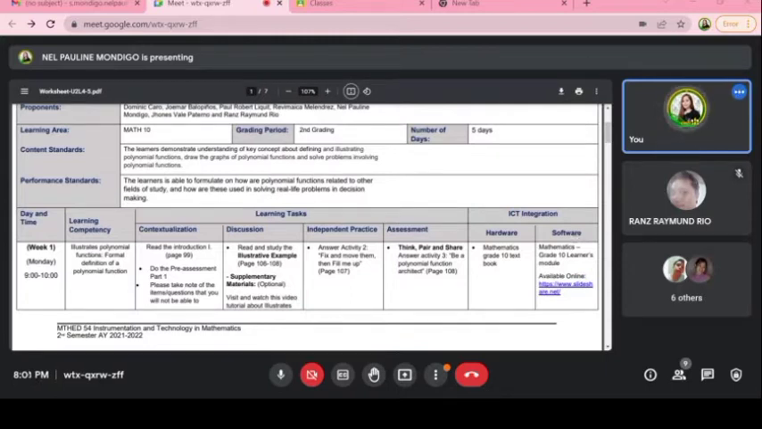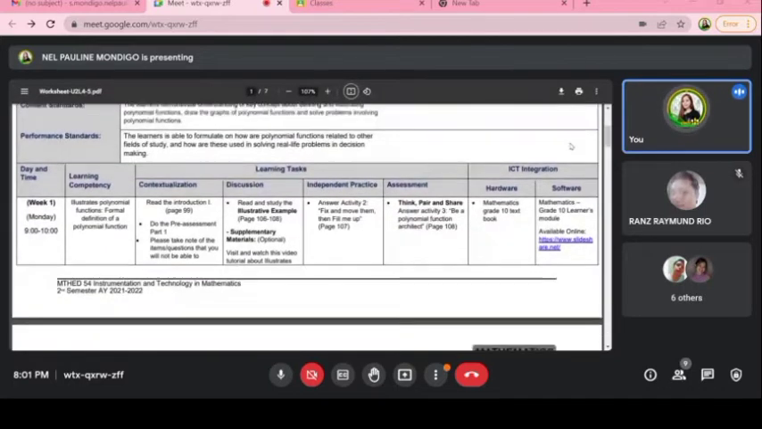For our day and time, for week 1, Monday, 9 to 10 a.m., the learning competency is illustrate polynomial function, which is the formal definition of a polynomial function. For the contextualization, the students read the introduction 1 in page 99 and they will do the pre-assessment part 1. So they will have to take note of the items or the questions that they are not able to answer correctly and revisit them as they go through the module for self-assessment.